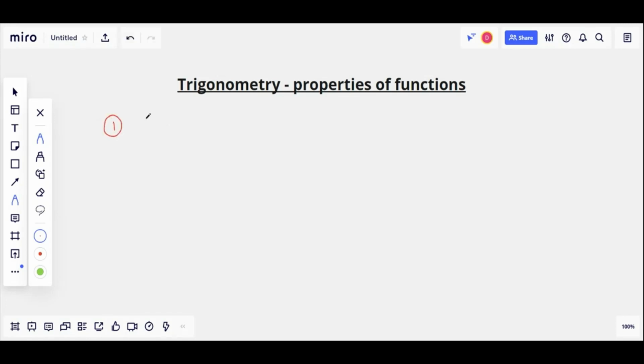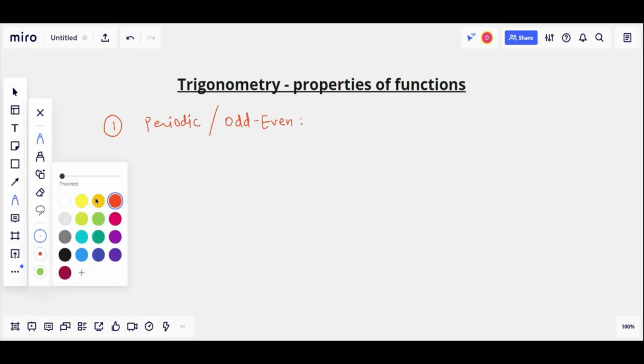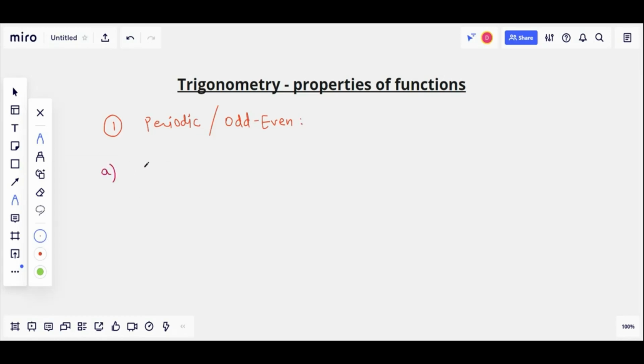So first, let's talk about the periodic or let's say the odd even property. So these questions will be on this property. So let's talk about the first question. The first one is we need to find the value of sine of 420 degrees. Now, in this video, I will be dealing mostly with degrees, but you should keep this in the back of your mind that whether it's degrees or whether it's radians, the formula behaves the same.